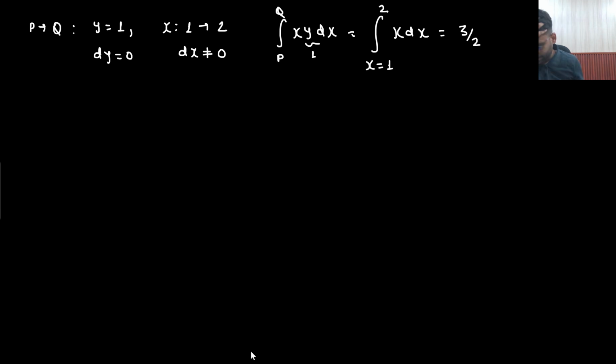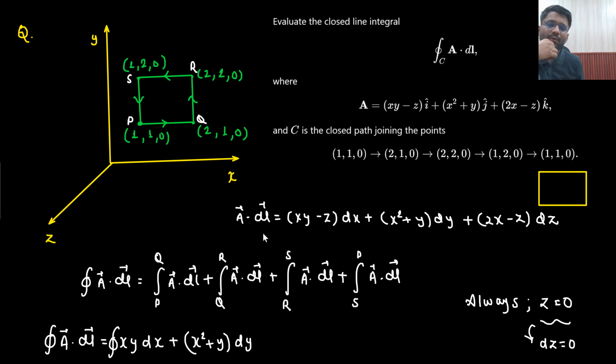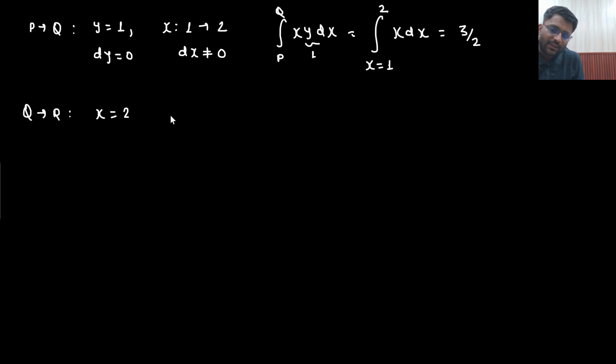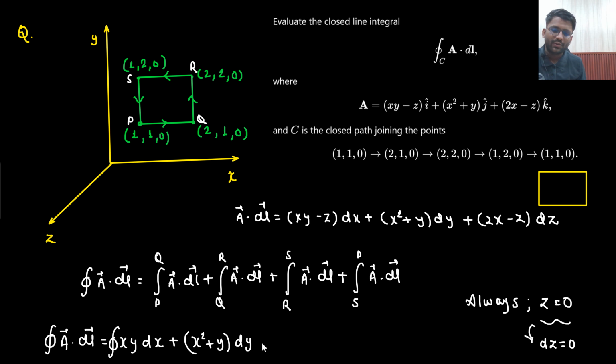Next, Q to R we need to go. P to Q, Q to R. Here you can see x is fixed at 2, but y is changing from 1 to 2. So dx is 0, but dy would be non-zero. You are going from Q to R. Who is non-zero? dy is non-zero.